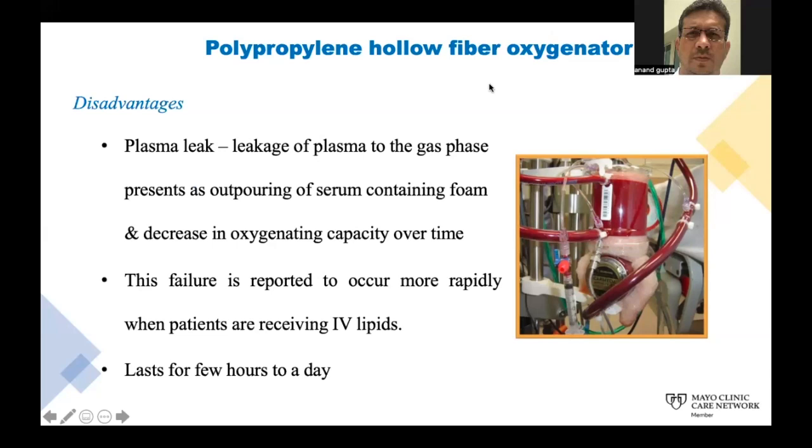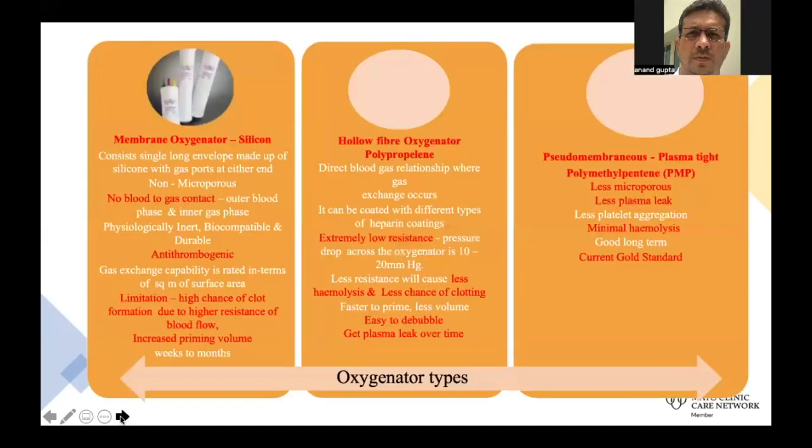The disadvantage is plasma leak: leakage of plasma into the gas phase, presenting as frothing of the serum containing foam, and a decrease in the oxygenating capacity over time. This failure is reported to occur more rapidly when lipid-containing fluid is given, and lasts for a few hours to days. So there are different kinds of oxygenator: membrane oxygenator, hollow fiber oxygenator, and pseudomembranous oxygenator.